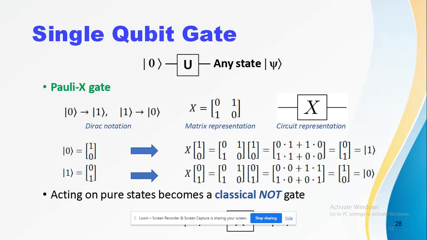Coming to the single qubit gate, that is the Pauli X gate, the matrix representation is given here and the circuit representation is also shown here. Now, once a single qubit is applied to this X gate, it gets inverted. That is, it behaves like a classical NOT gate. You can see this operation in the X gate: the ket 0 has been converted into ket 1. And similarly, the ket 1 is converted into ket 0.